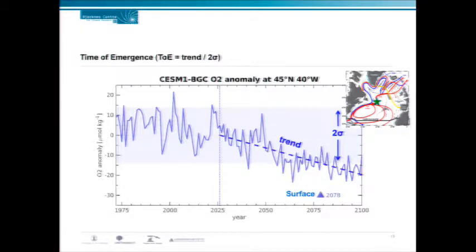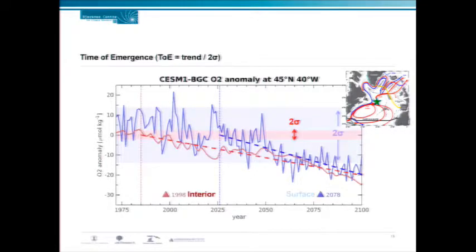This is the surface oxygen anomalies in these green star locations. You see this large variability back to the pre-industrial and the historical, and then you start to see this pronounced trend into the future. You can compute the time of emergence to be, for example, here 2078. But if you go to the deep ocean at 1,500 meter depth, you see that the natural envelope shrinks considerably.